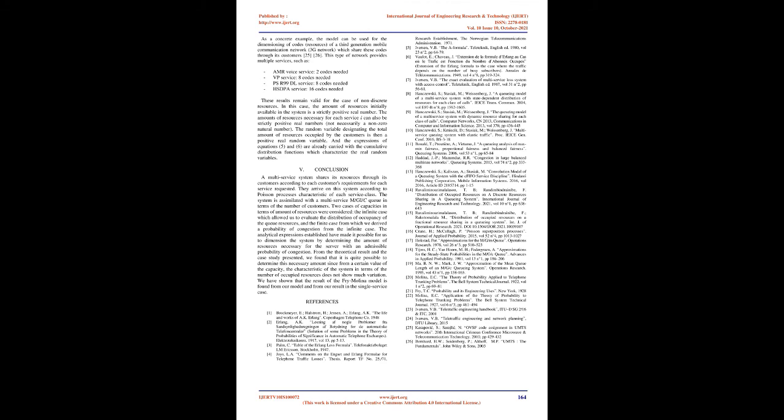V. Conclusion. A multi-service system shares its resources through its customers according to each customer's requirements for each service requested. They arrive on this system according to Poisson processes characteristic of each service class. The system is assimilated with a multi-service M/GI/C/Q in terms of the number of customers. Two cases of capacities in terms of amount of resources were considered: the infinite case which allowed us to evaluate the distribution of occupancy of the Q resources, and the finite case from which we derived a probability of congestion from the infinite case. The analytical expressions established have made it possible for us to dimension the system by determining the amount of resources necessary for the server with an admissible probability of congestion.